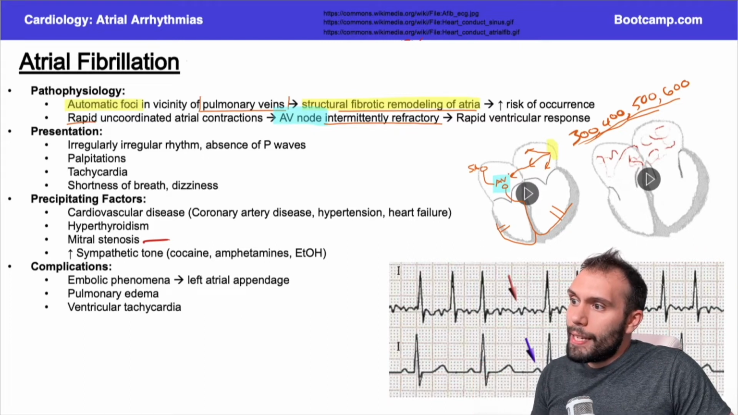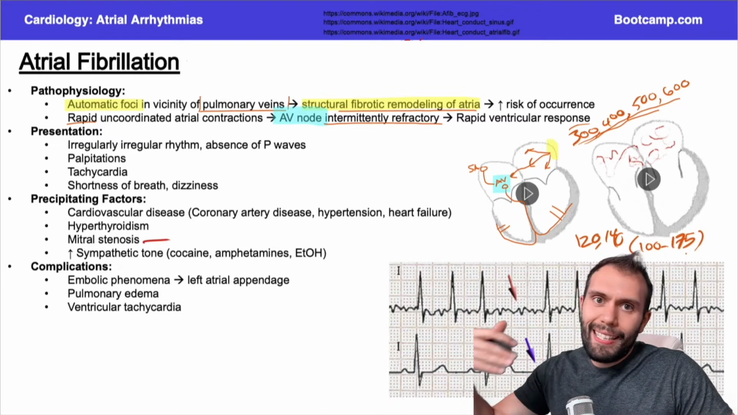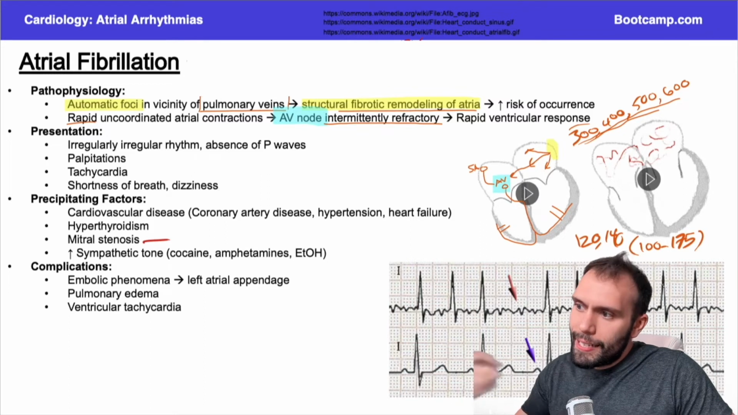So you might get some of these signals through, but you might not get all 300 beats per minute through. Instead, you might get 120 or 140 beats through. Typically, this is going to be between 100 and 175 beats that are actually going to get through the AV node and get into the ventricles.